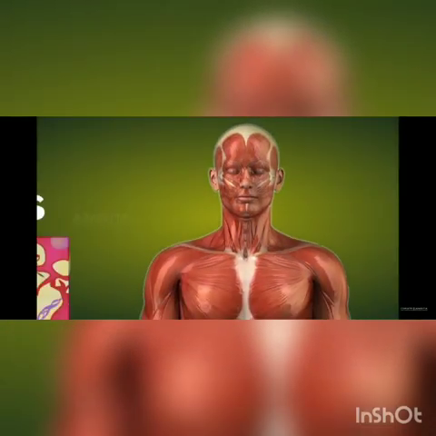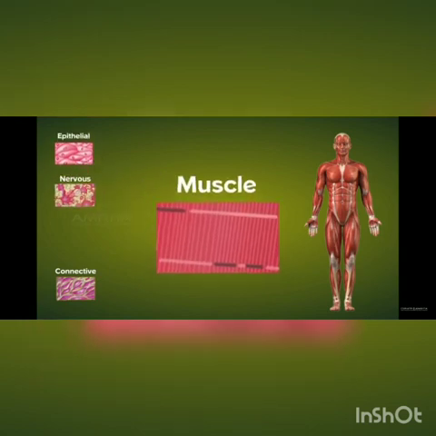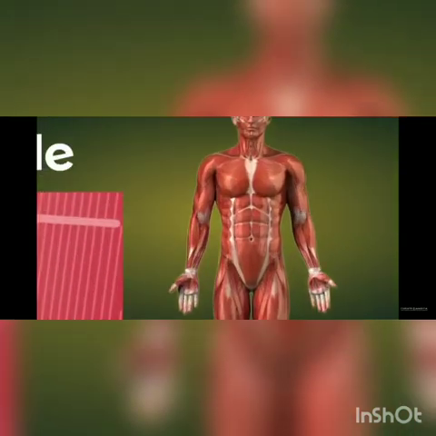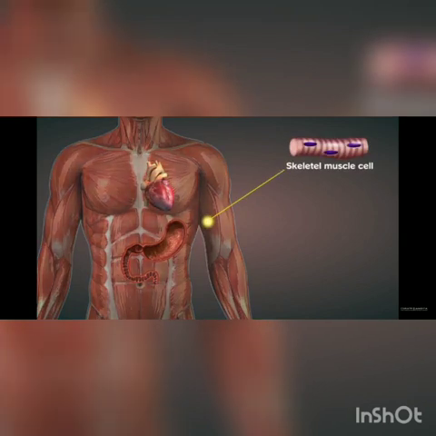That was nervous tissue. Next we are going to see muscular tissue. Here the body is shown fully covered with muscle. The muscle has three types. The whole body is covered with muscle.